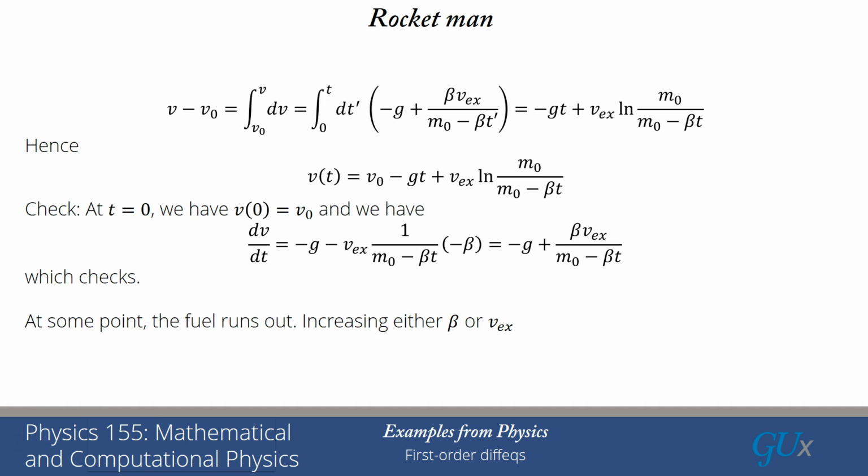Now, as I'm running this rocket, at some point in time the fuel's going to run out and the denominator will become a constant. If we can increase either beta or the exhaust velocity, we're going to increase what that final velocity is at the time that the fuel runs out. You can convince yourself just by looking at the v of t equation that the bigger the v exhaust is, that's the obvious one, but it turns out also the bigger the beta is, the larger that final velocity is going to end up being.